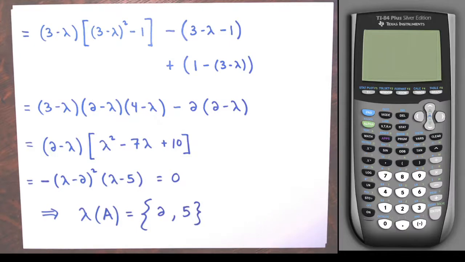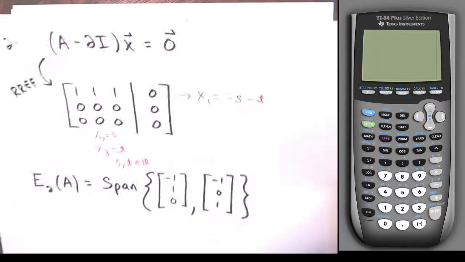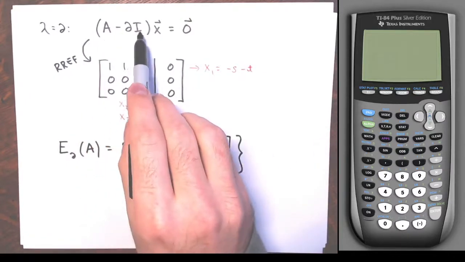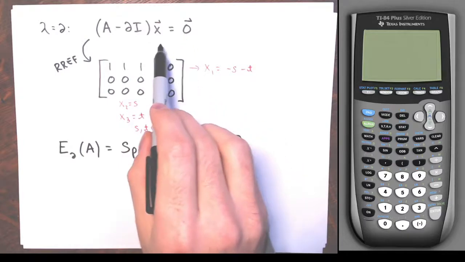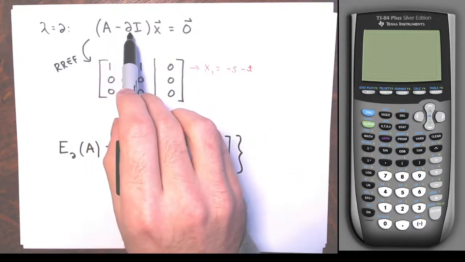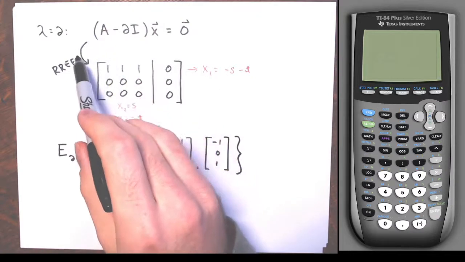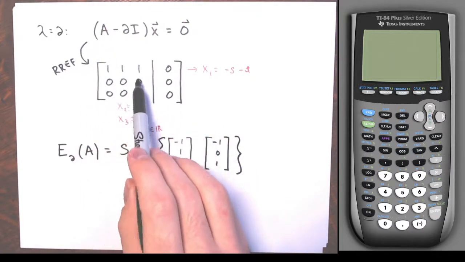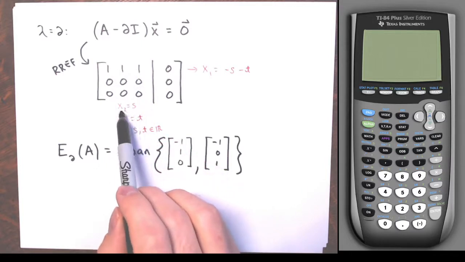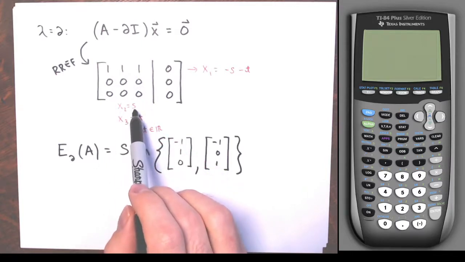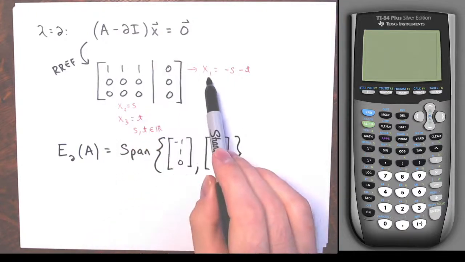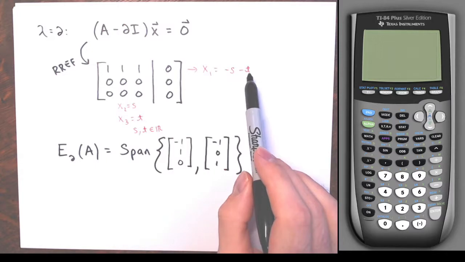Then when lambda was equal to 2, I want to find the eigenspace. So we're solving A minus 2I times x equals the 0 vector. Just subtract 2 down the main diagonal of A. I put that in reduced row echelon form. It's just a bunch of 1s here. So you see there are 2 non-pivot columns, 2 free variables. So I let x2 be s and let x3 be t, where s and t are real. And then from the first row, we're seeing that x1 would be negative s minus t.